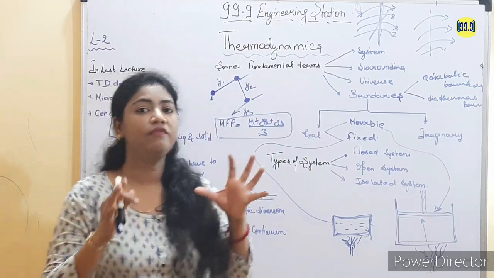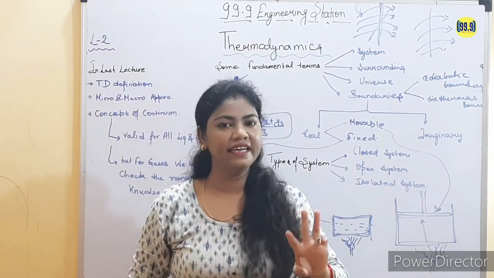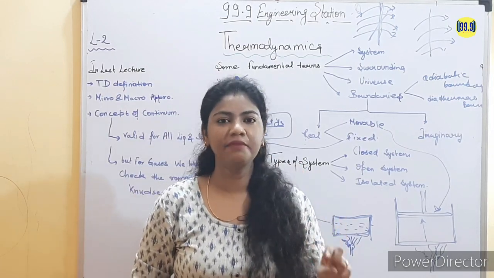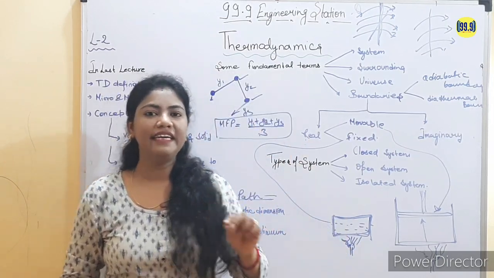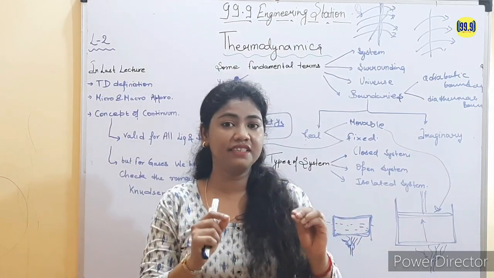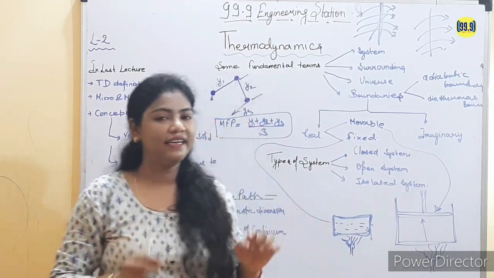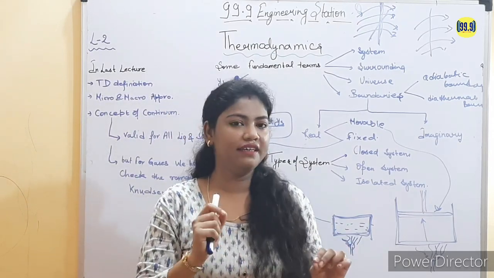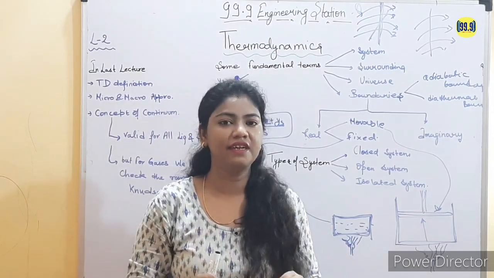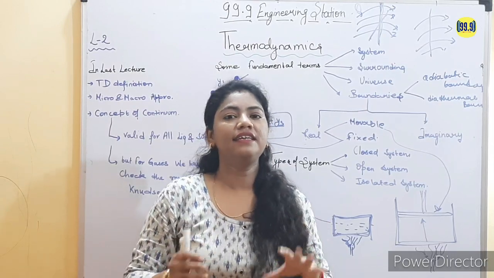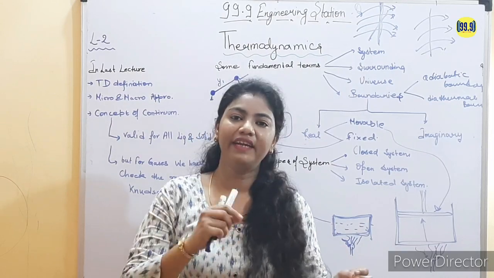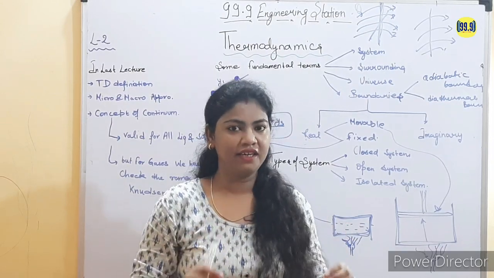Another concept is the type of system. There are three types of system: open system, closed system and isolated system. In the closed system, mass transfer is not allowed, but heat transfer is allowed. In the case of an open system, both heat and mass transfer are allowed. And in the case of an isolated system, there is no exchange of heat or mass.